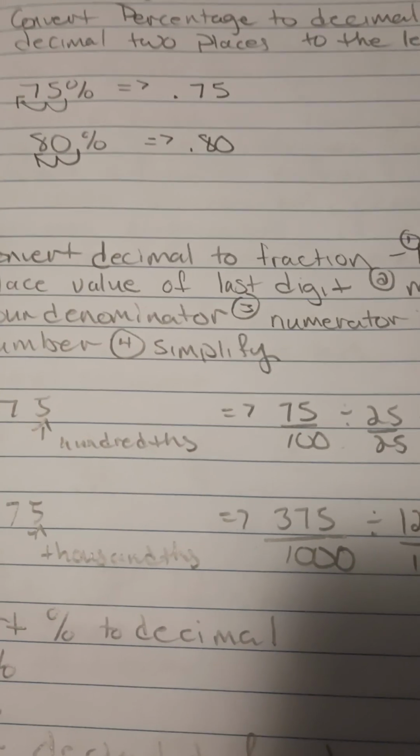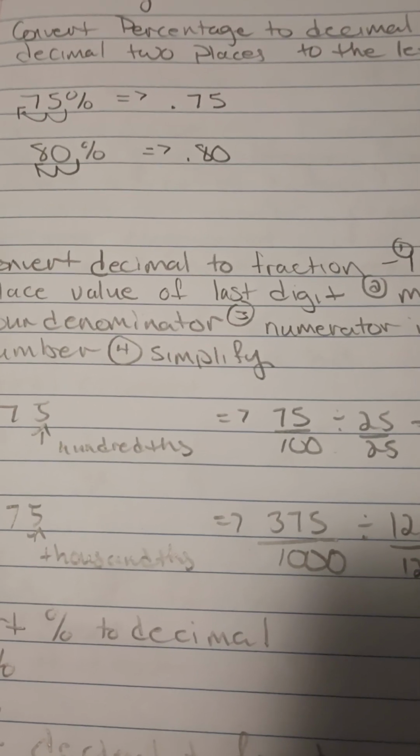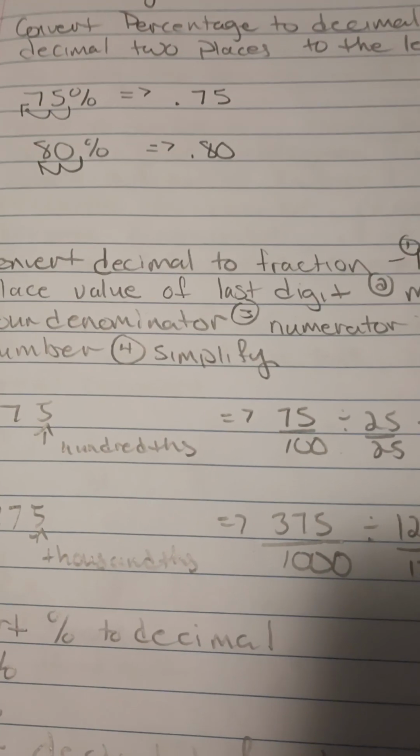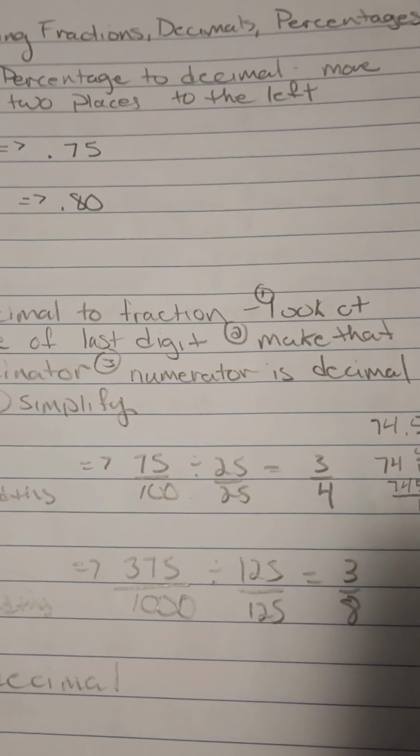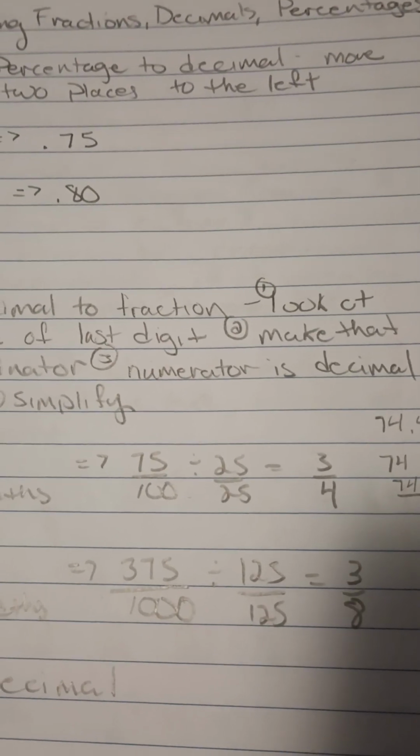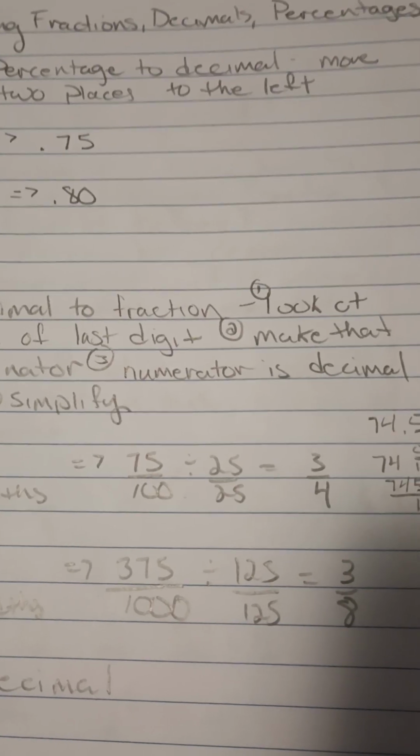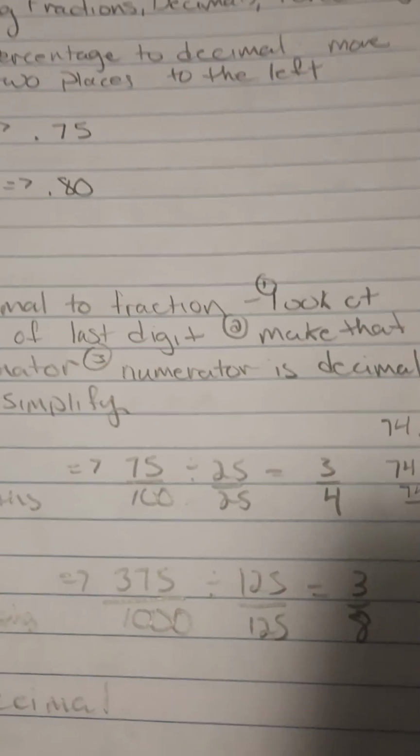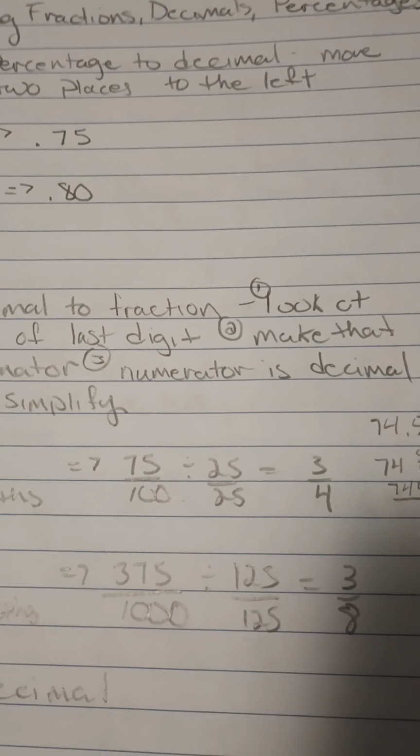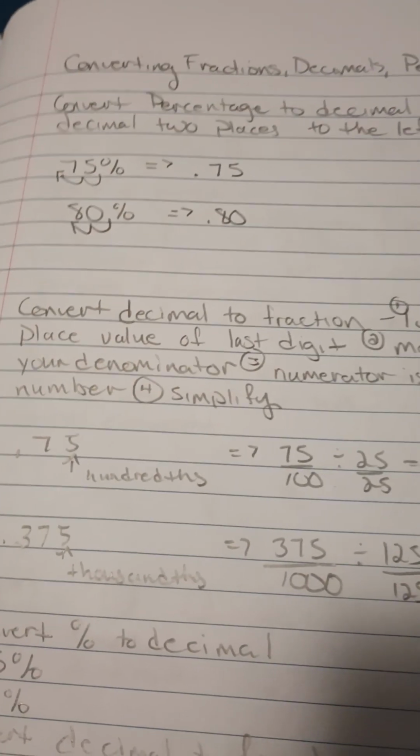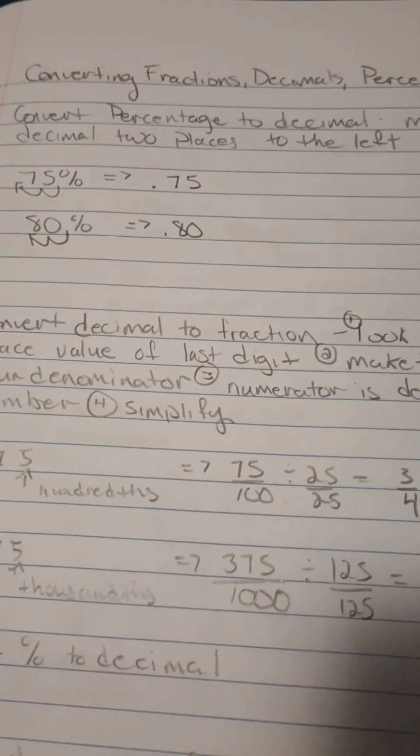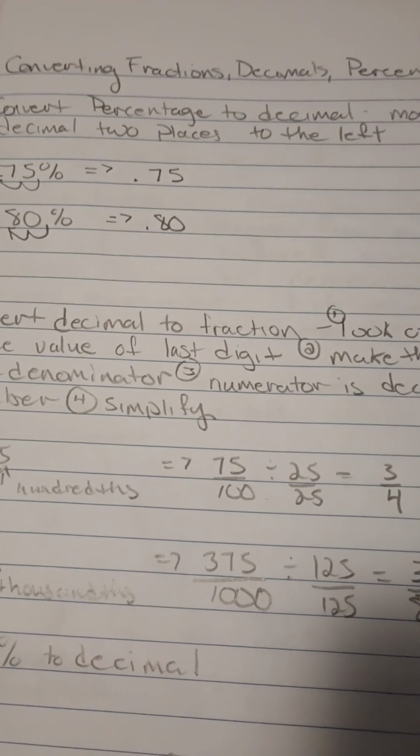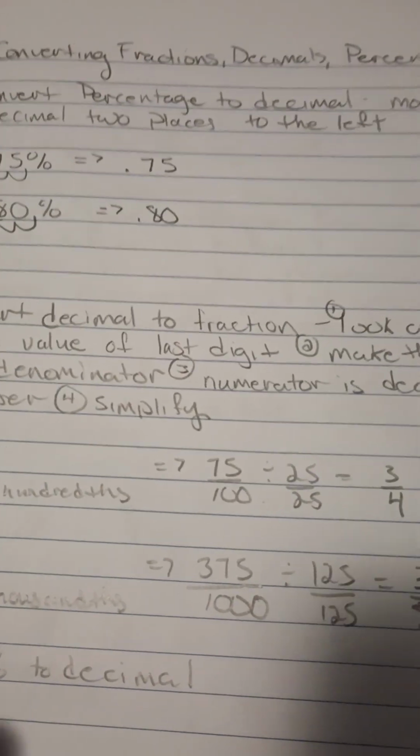Another example would be 0.375. Now the 5 here is in the thousandths place. So I put 375 over 1000. Now here I can divide both the numerator and the denominator by 125. When I do that, it simplifies to 3/8. So converting from decimal to fractions is pretty simple. Converting from percentage to decimals is simple as well.